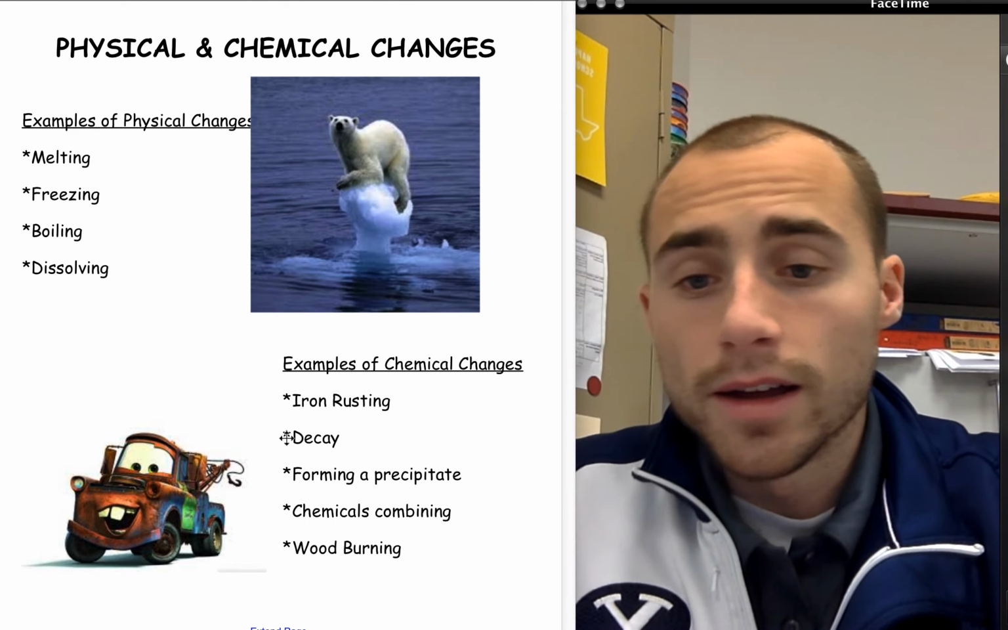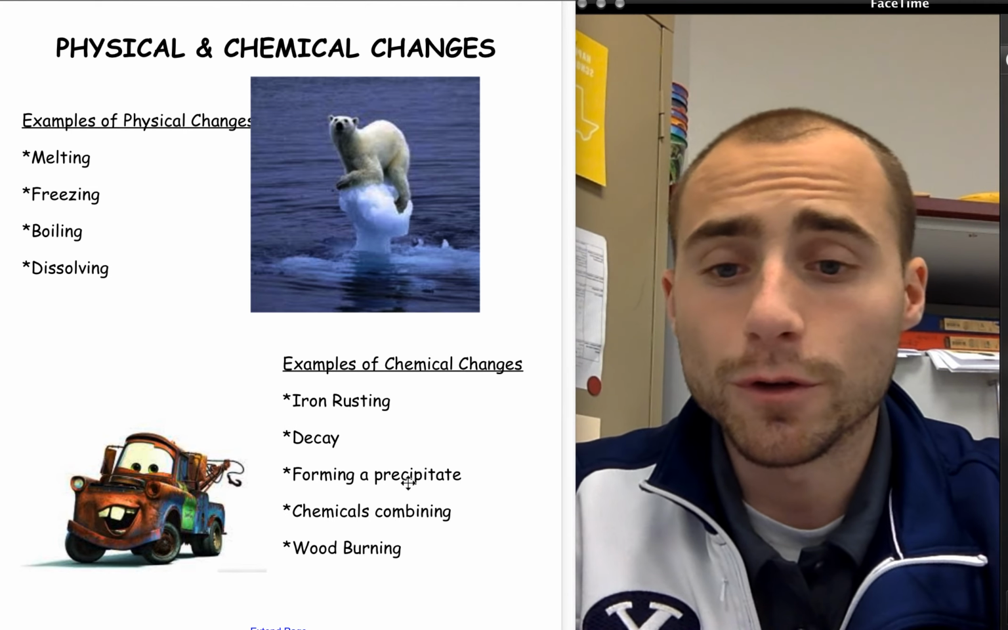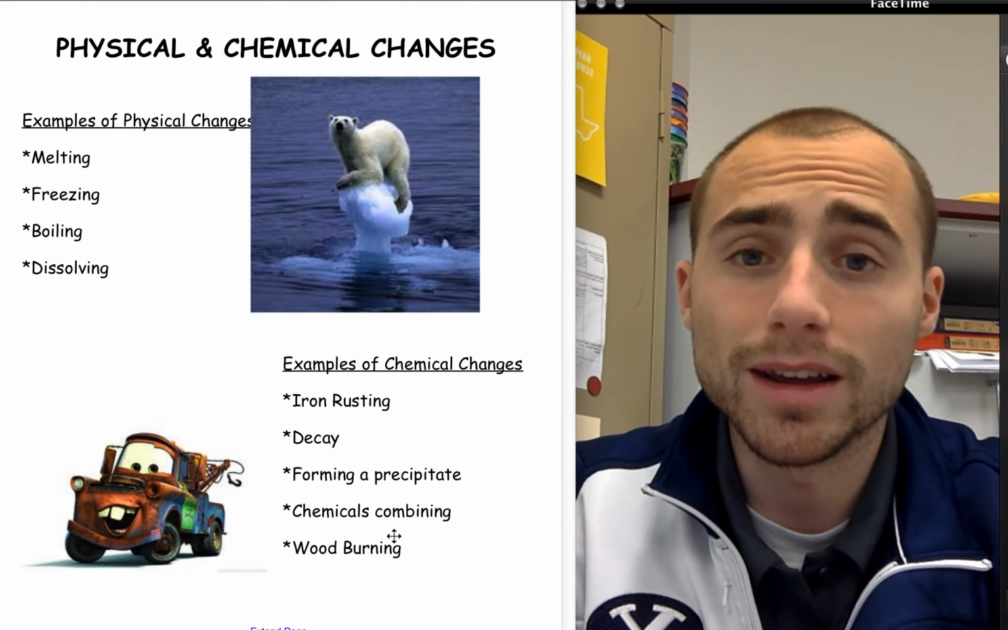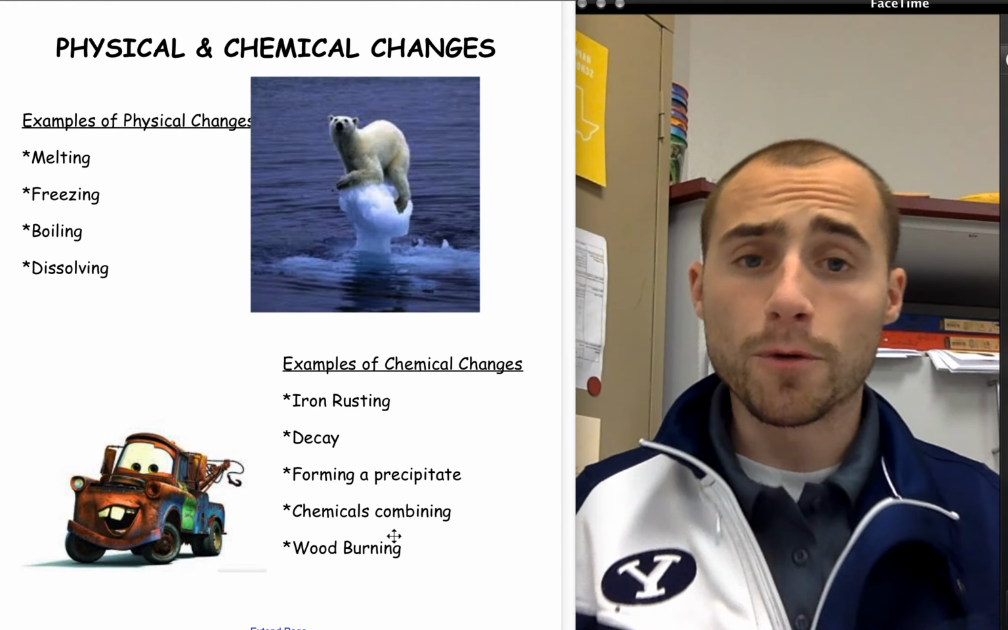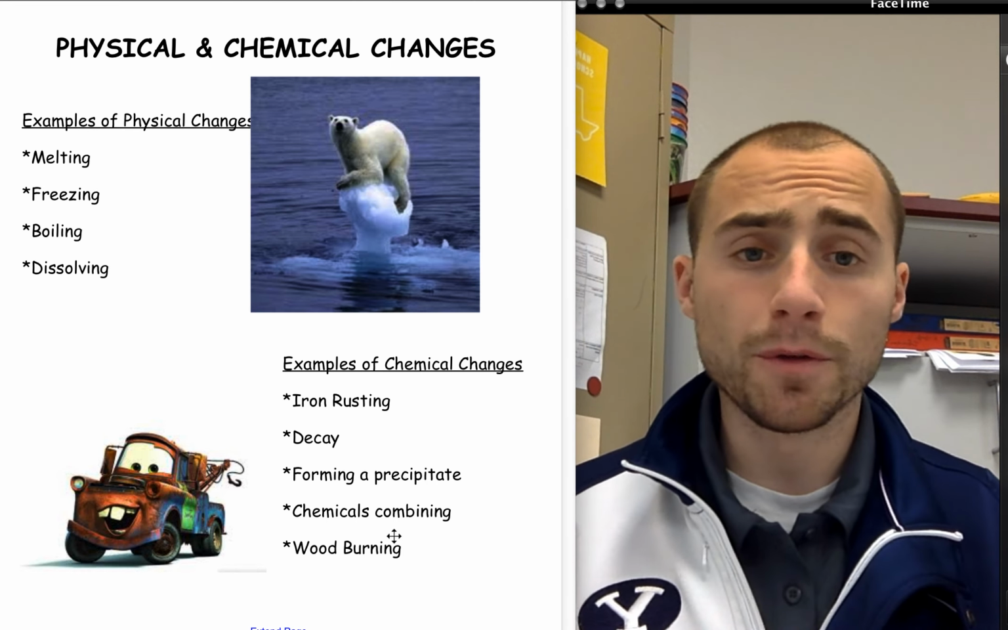And like anything decaying, you can't go back, and you can't reform liquids after you've formed a precipitate. A lot of chemicals you cannot separate once they've been chemically combined. We just talked about the ashes. So those are some different examples there for you.